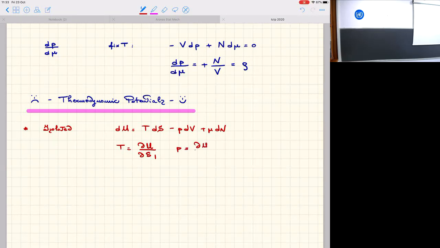So this is the pressure, minus dU/dV, and then we have the third one, which is mu equal to dU/dN, where I fix all the other variables.